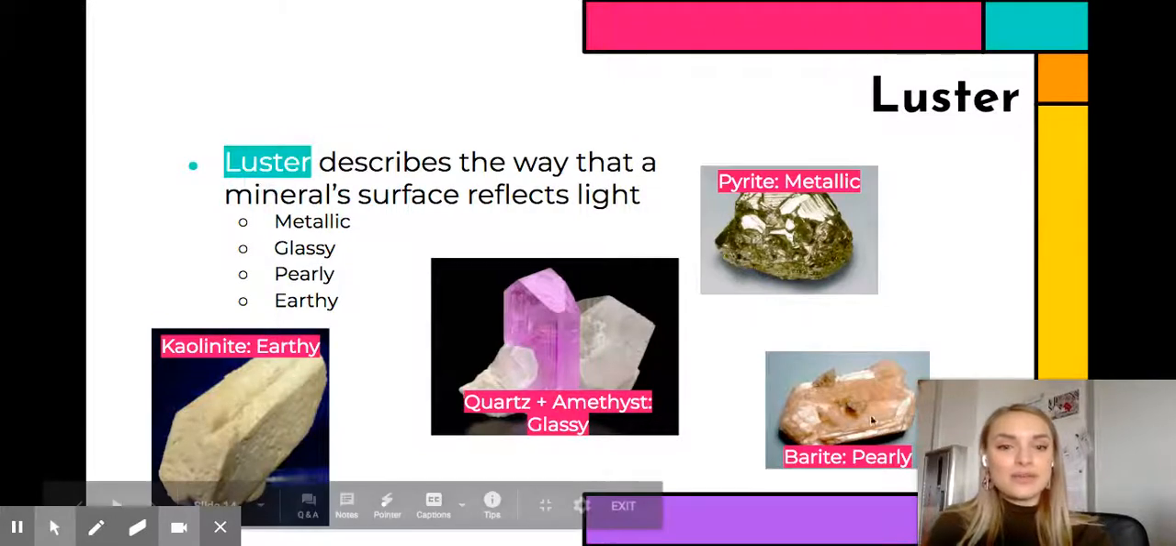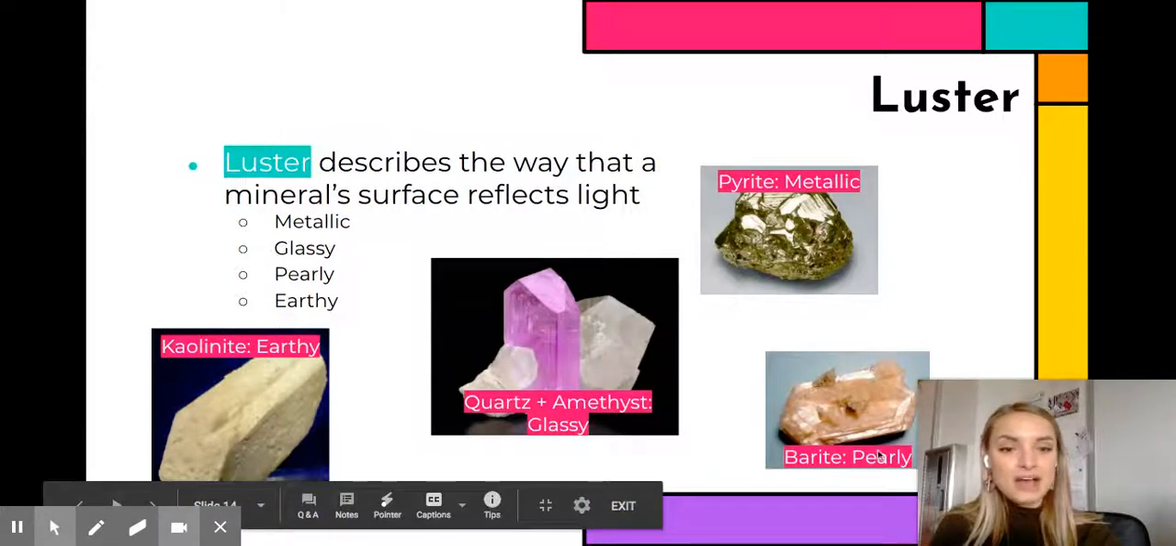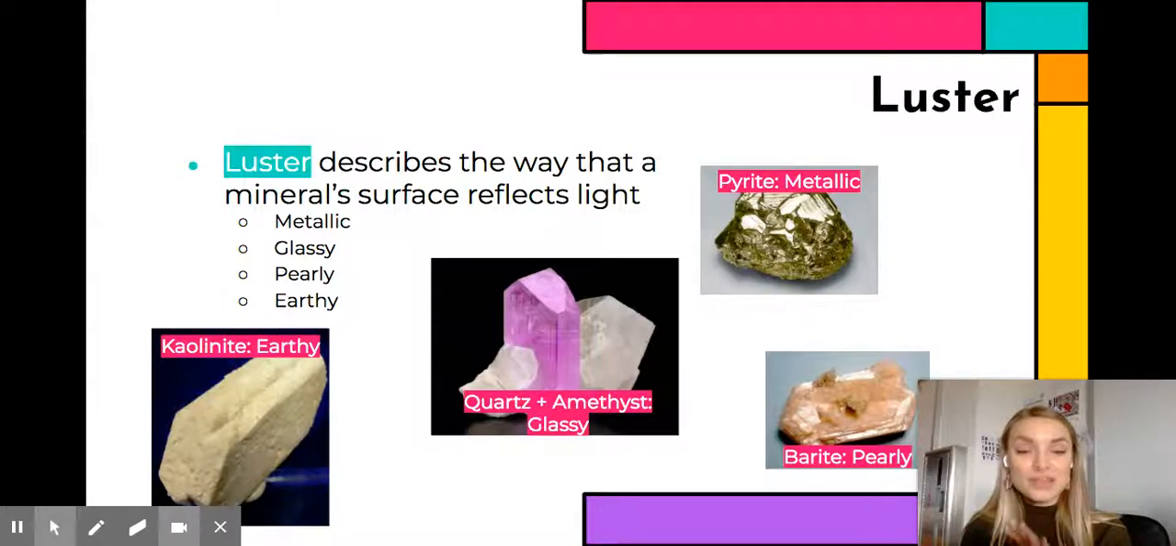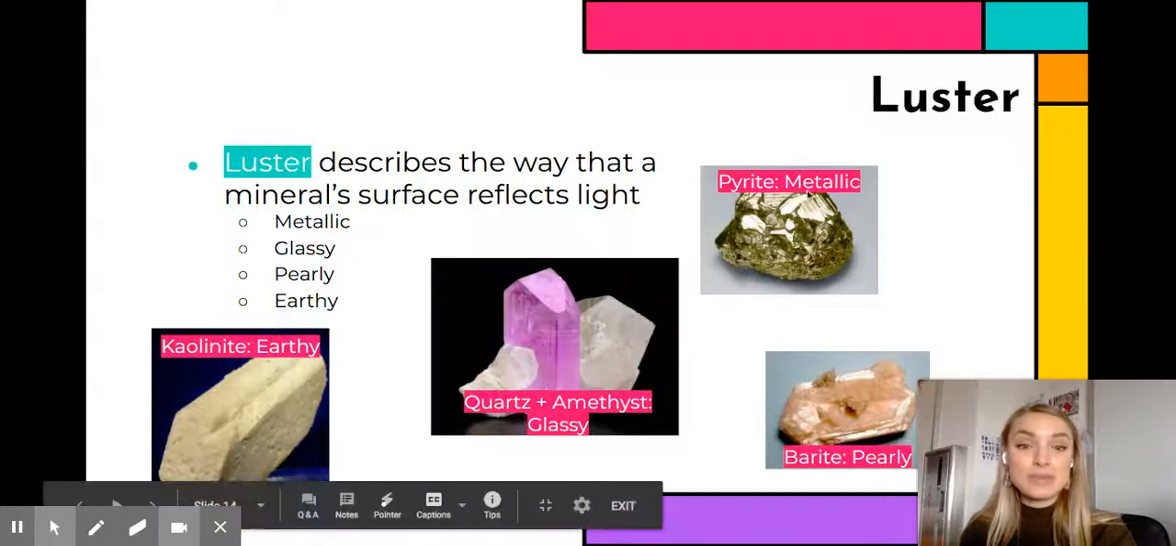Pearly is another luster that reminds us of pearls. If you've ever seen a pearl, it has some sort of shine. It's kind of iridescent when it reflects many different colors of light. It doesn't reflect light as well as something like pyrite, as something with a metallic luster. It's shiny, but it's kind of soft looking. Barite is an example of a mineral that is pearly.